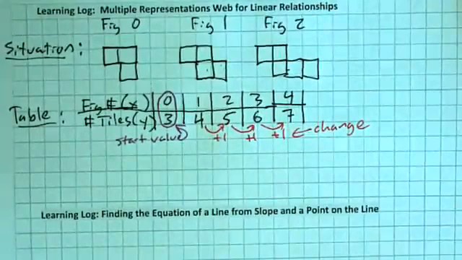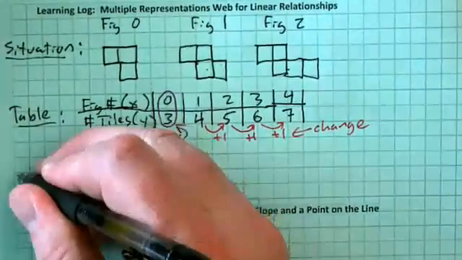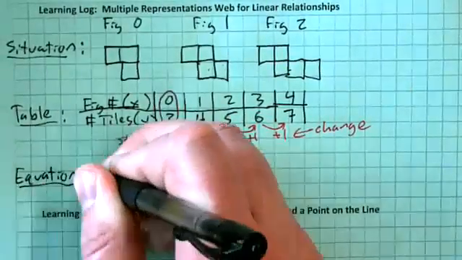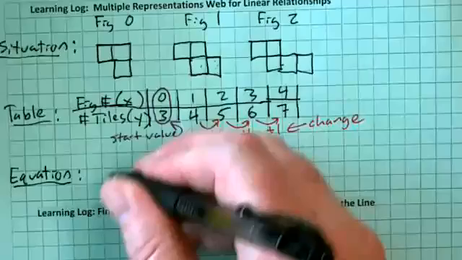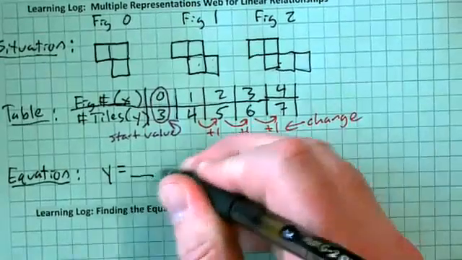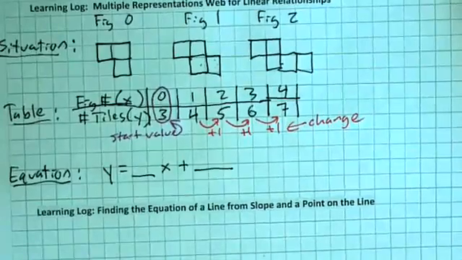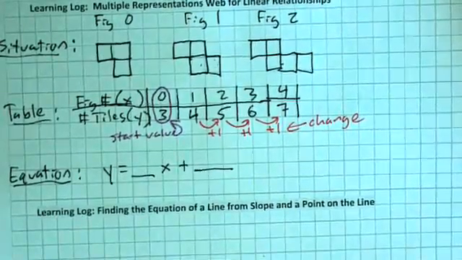We got our situation, our table. If we've got our table and we can find those two important numbers, what's the third thing that we practiced writing today? Equation. Let's do an equation. And what you guys learned and did a really great job with today was that the equation looks like y equals something x plus something. And those two somethings are related to the table.